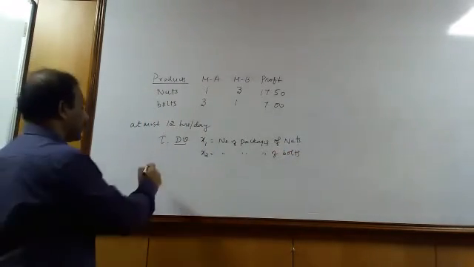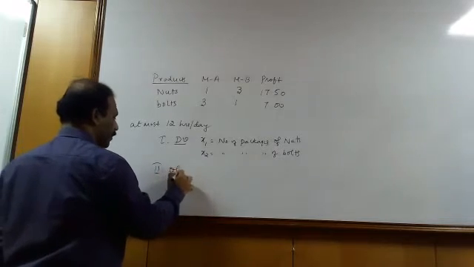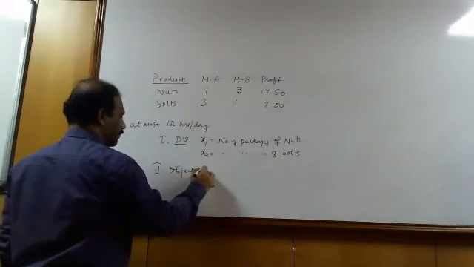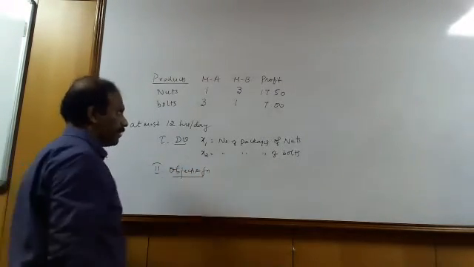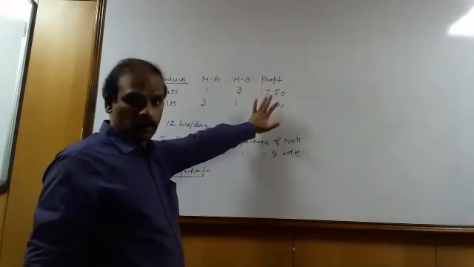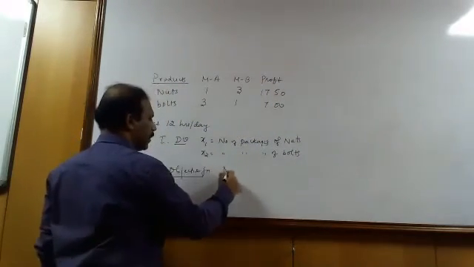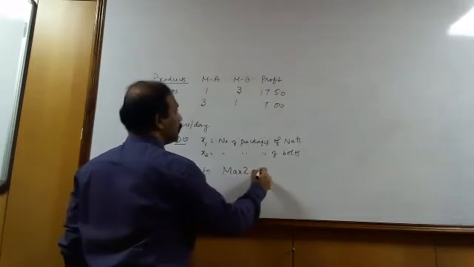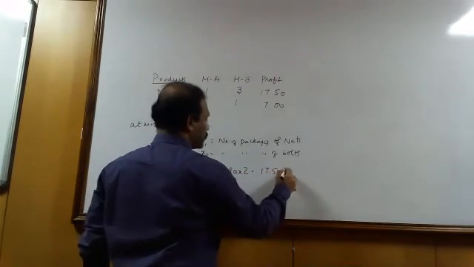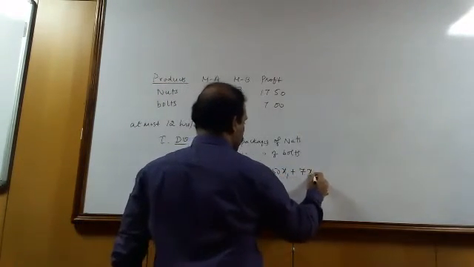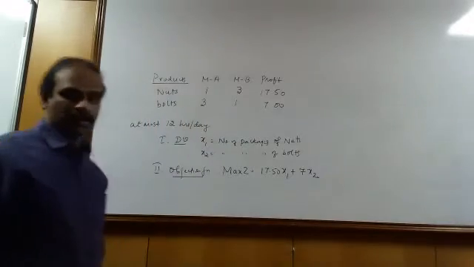These are the 2 types of products which decide your profit values. Second, we come to the objective function. The maximization of profit is your objective. So we can write max z equals 17.50x1 plus 7x2. So this is your objective function.